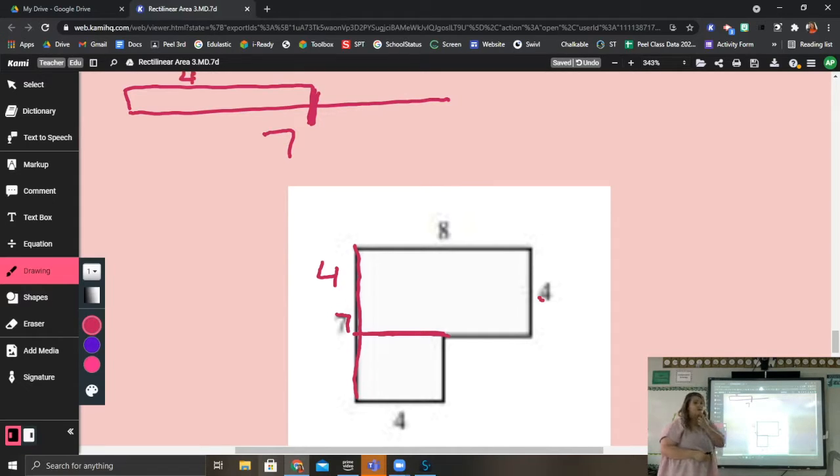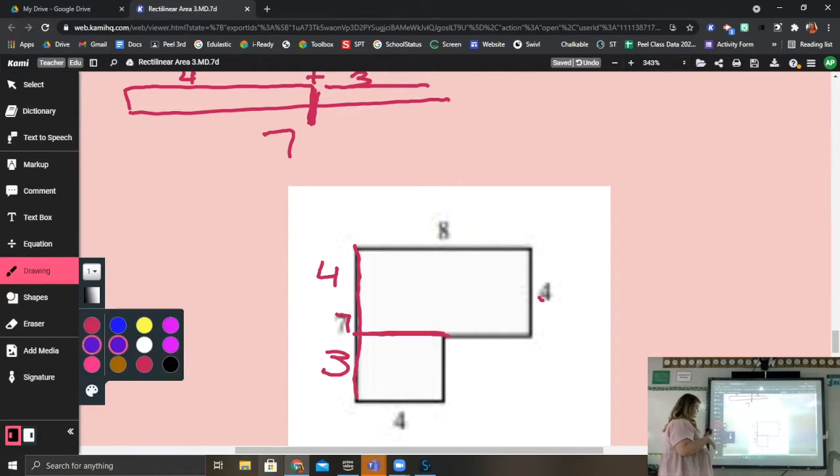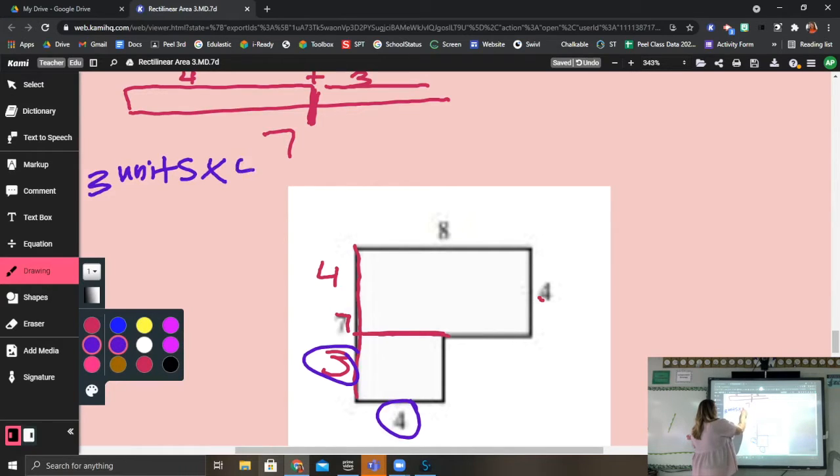We've got to ask ourselves, though, 4 plus what is going to equal 7? 4 plus what equals 7? 4 plus 3 equals 7. So we know that this dimension is going to be 3. Now we can work our problem. We have 3 times 4, and we know that 3 units times 4 units equals, well, let's see. 3 units times 4 units equals 12 square units.